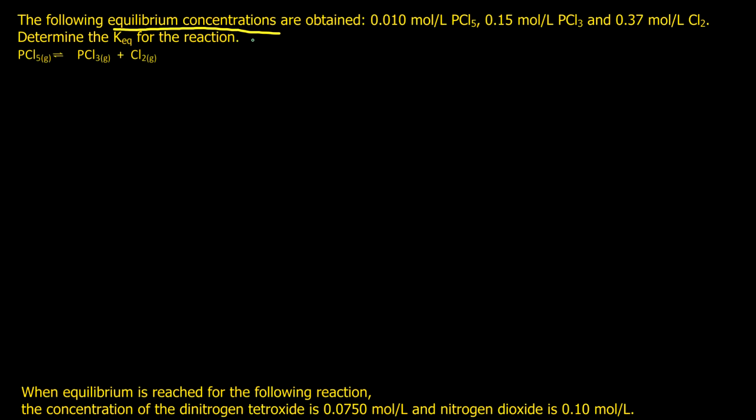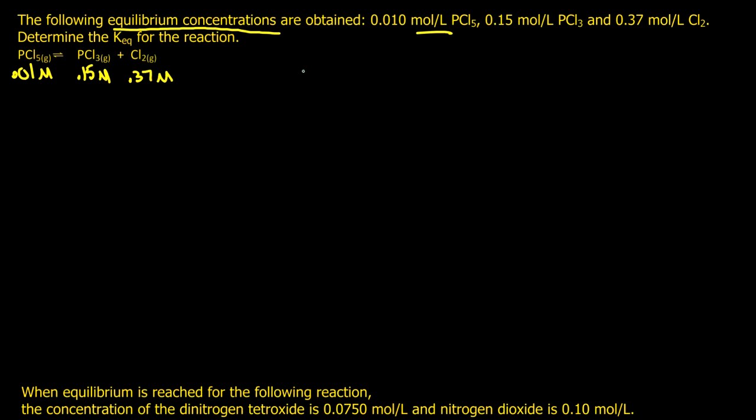So the following equilibrium concentrations are obtained. I got 0.01 moles per liter of PCl5. So this one is 0.01 molar. Since it's in moles per liter, it is already in molarity, and equilibrium has to be in molarity or pressure. I got 0.15 moles per liter of PCl3. So this one is 0.15 molar. And 0.37 moles per liter of chlorine gas. So this is 0.37 molar.